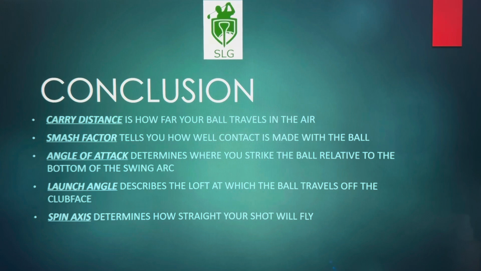Your angle of attack determines where you strike the ball relative to the bottom of your swing arc. Your launch angle describes the loft at which the ball travels off the club face. The spin axis determines how straight your shot will fly.